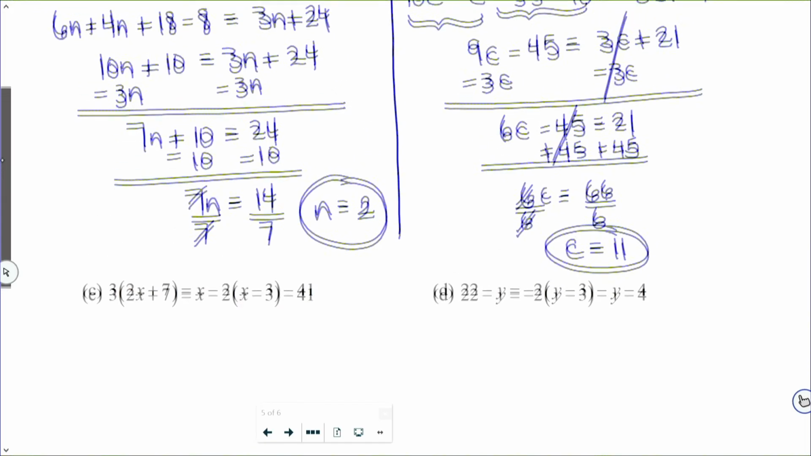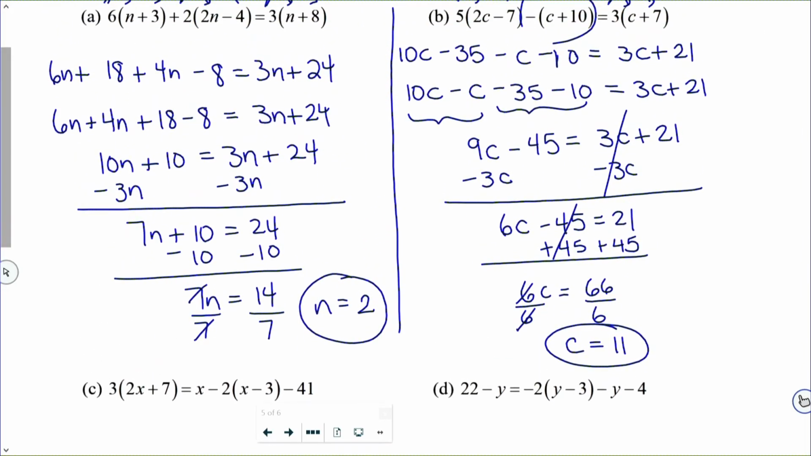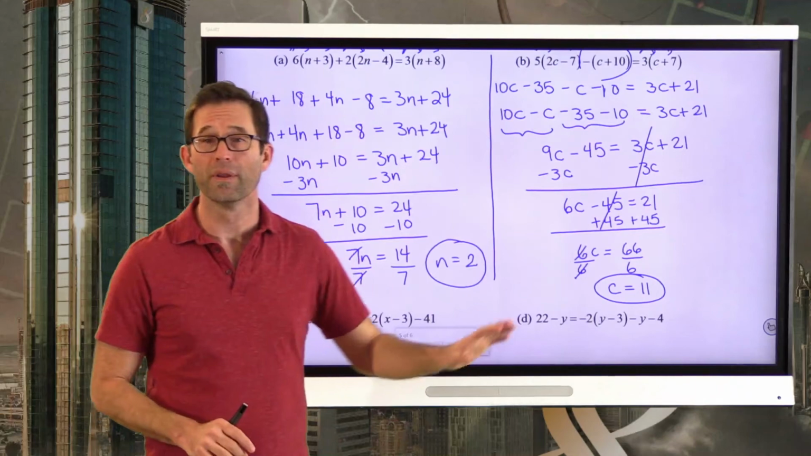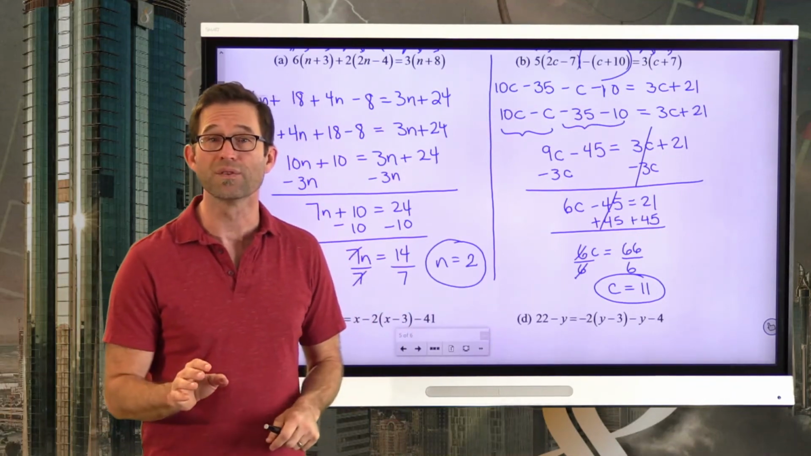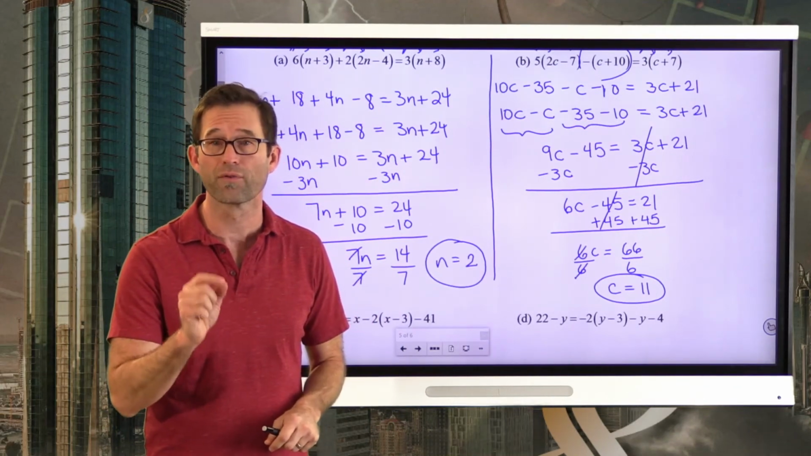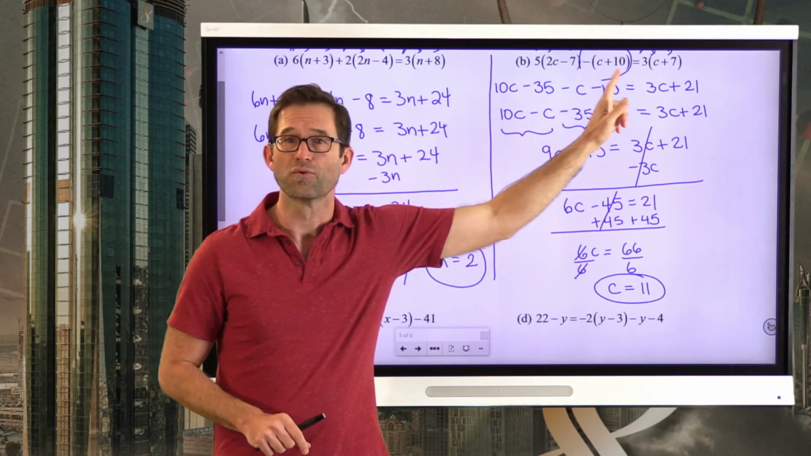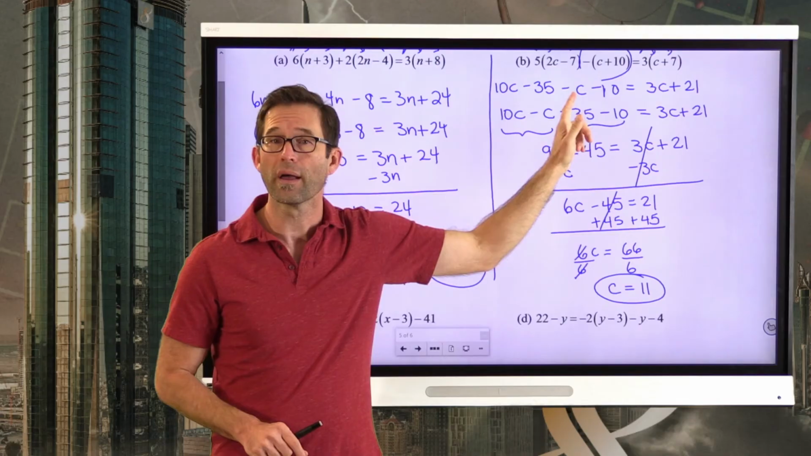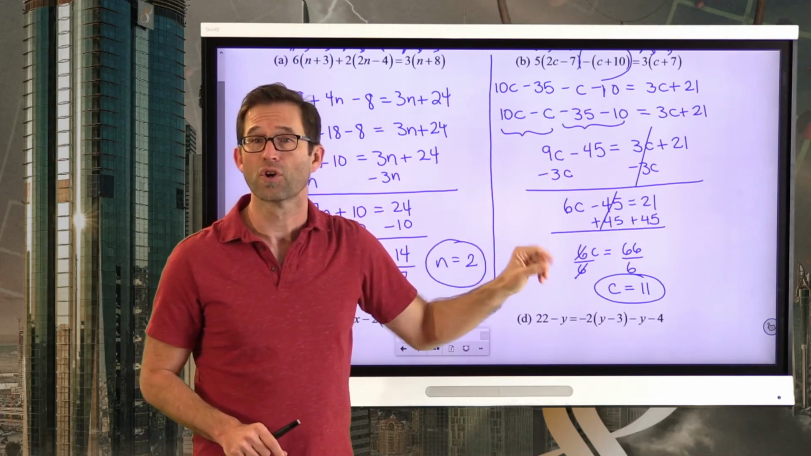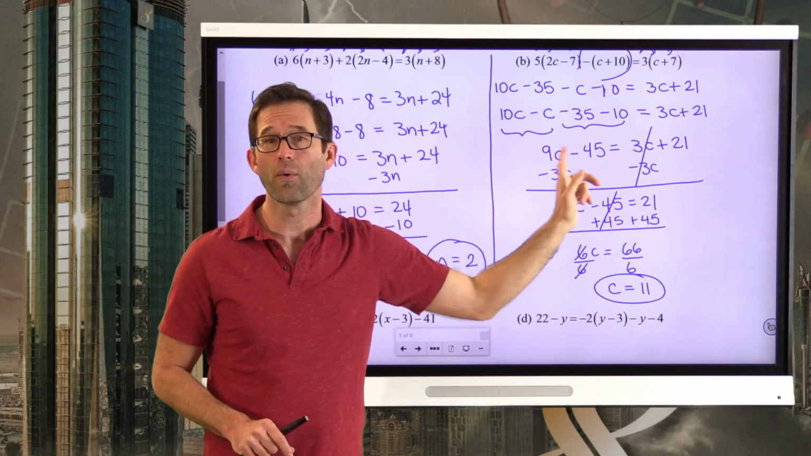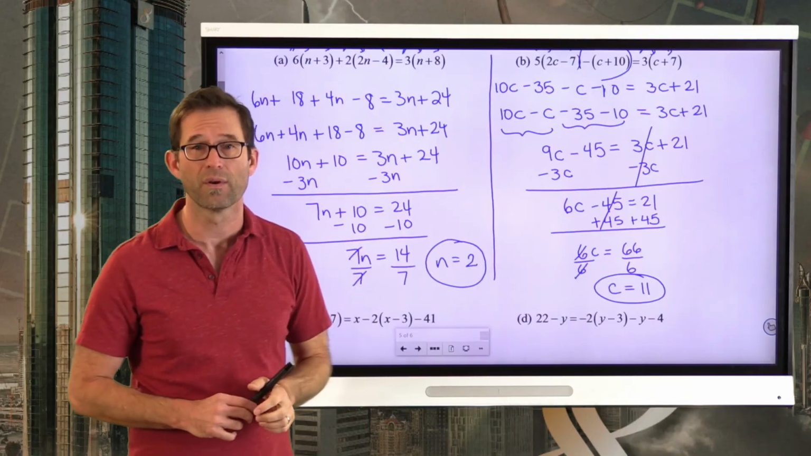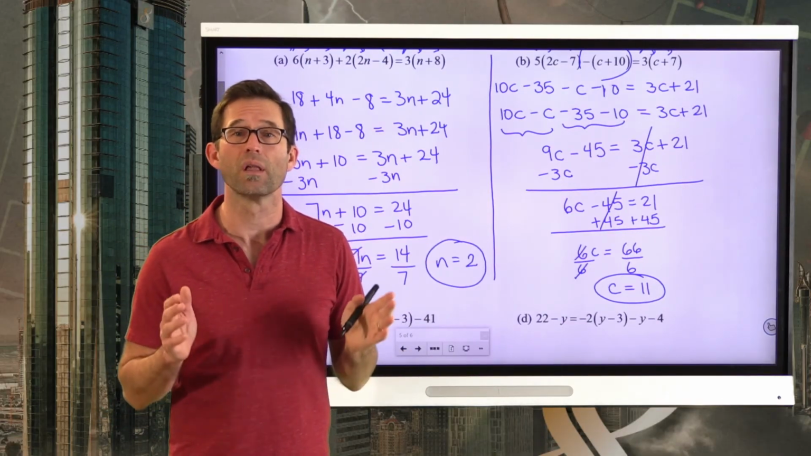Let me bring this back up so we can talk about it a little bit. Now, if you got through this problem and you got c equals 11, it means that you've developed a lot of great skills, right? The ability to do distribution, the ability to subtract a binomial by changing signs, the ability to combine like terms, and finally, of course, the ability to solve an equation that's got variables on both sides, right? These can be challenging because there's a lot of steps.